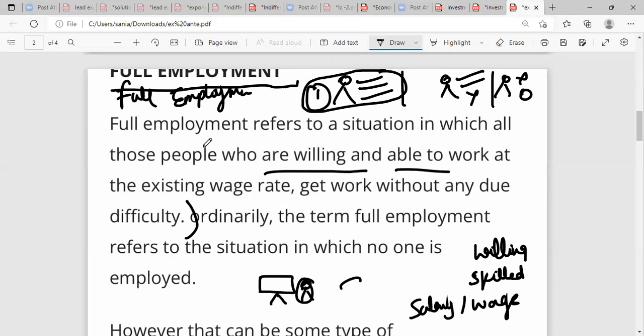Yes, ma'am. Be very quick in writing, because I need to cover this chapter today. Just write full employment and write this: full employment refers to a situation in which the people who are willing and able to work at the existing wage rate, meaning the salary being offered to them, get work without any difficulty. That is basically full employment.